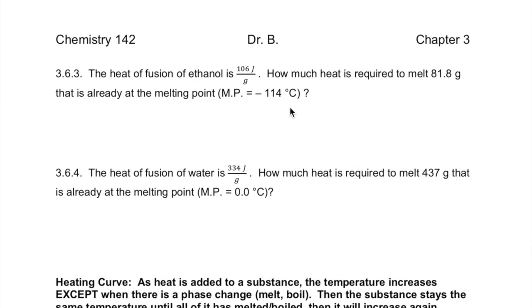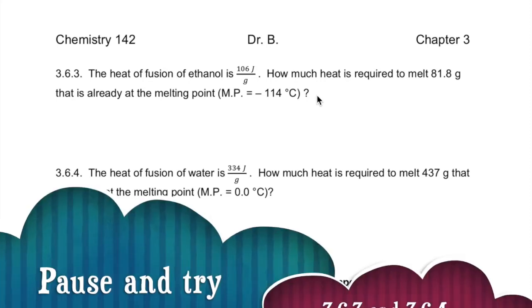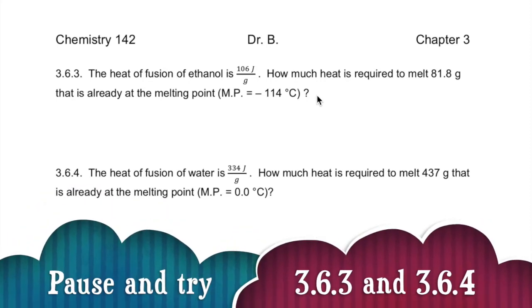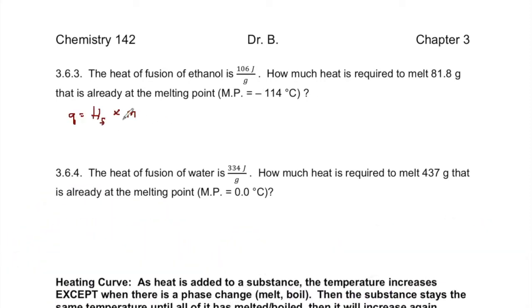Now we're going to melt some solid ethanol, and it's going to stay at negative 114 degrees Celsius the entire time. So we don't have a temperature change. We don't need the temperature in the equation. We just need the heat of fusion and the amount, which we are using mass for that. So we have 106 joules per gram, and we have 81.8 grams.